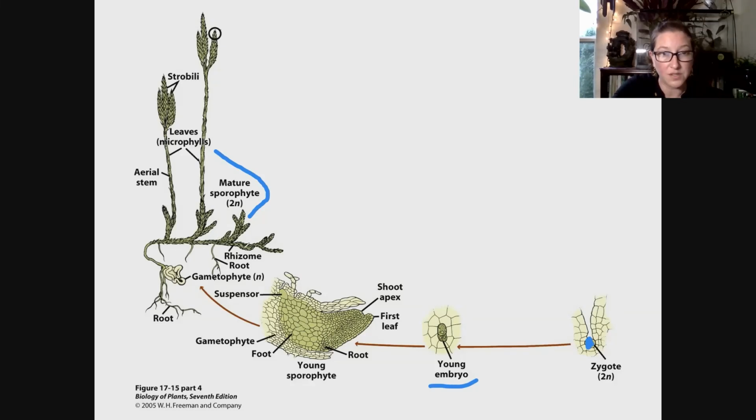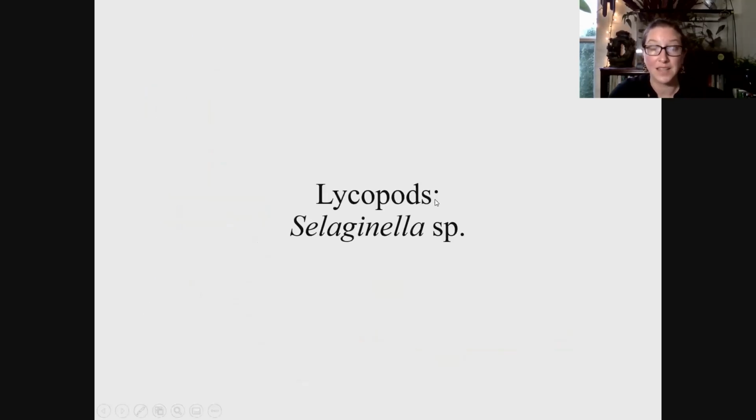A horizontal stem or a rhizome, roots that come off the stem, adventitious roots, and then microphyll leaves and strobili that have microphyll leaves that have sporangia on them, which we call sporophylls. Okay. That's Lycopodium, which is a Lycopod, which is a vascular plant, which is a spore shedding vascular plant.